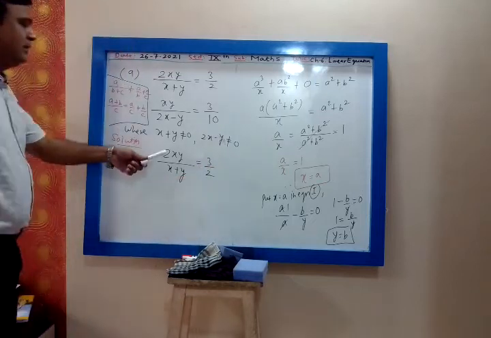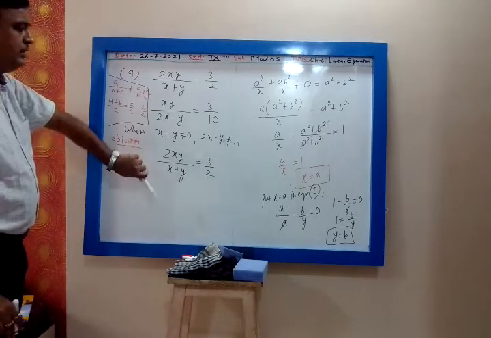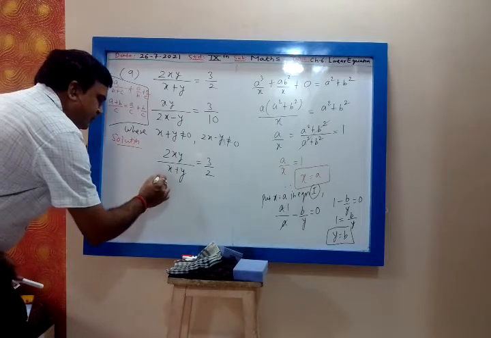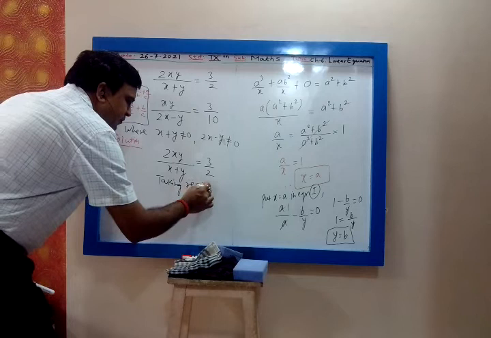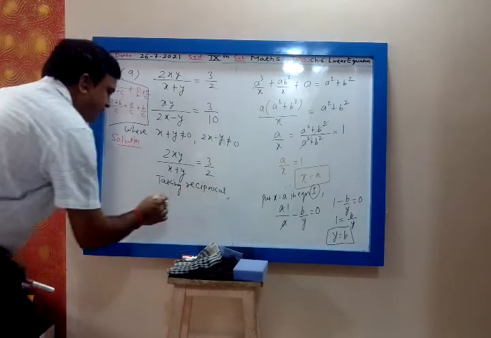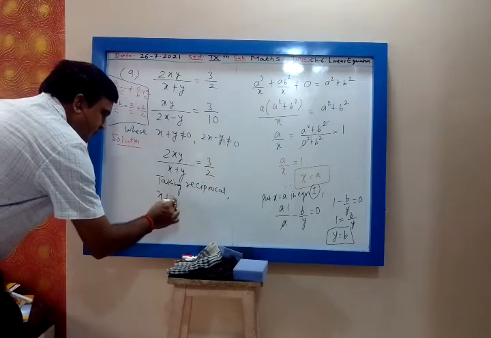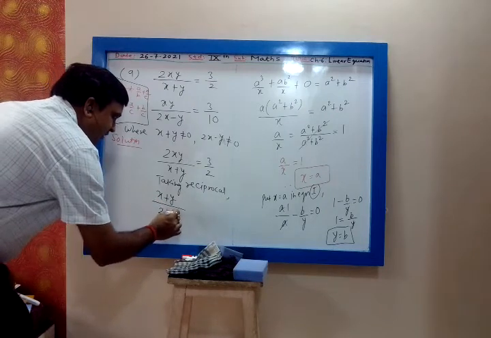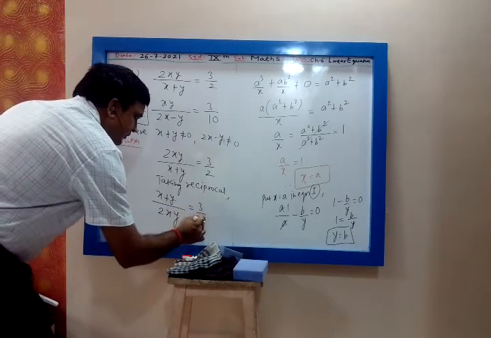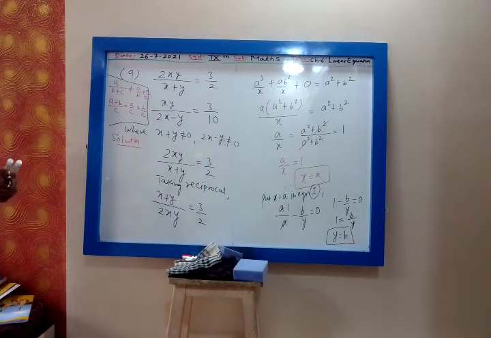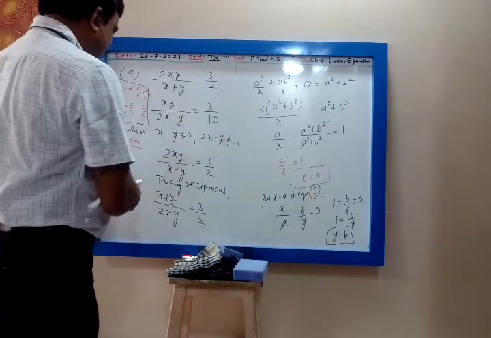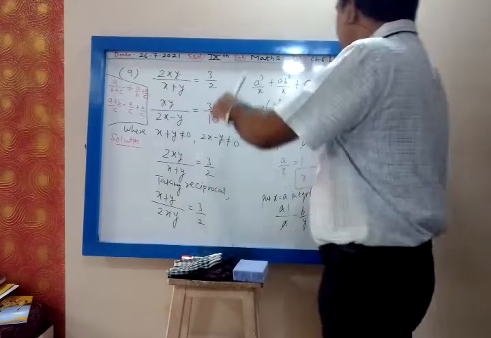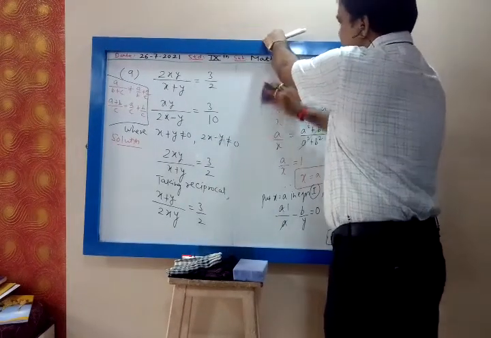So in the numerator there is one term, but we want two terms in the numerator. So I will take reciprocal. So taking reciprocal, what will you get? X plus y upon 2xy is equal to 3 by 2. So now use a plus b by c will be a by c plus b by c. Use the result a plus b by c. Whenever the numerator has one term, then I cannot write it.